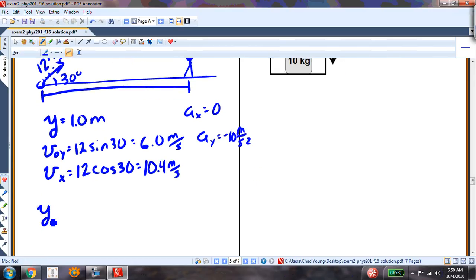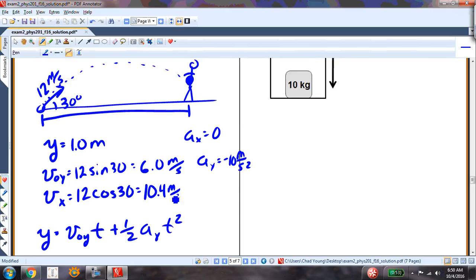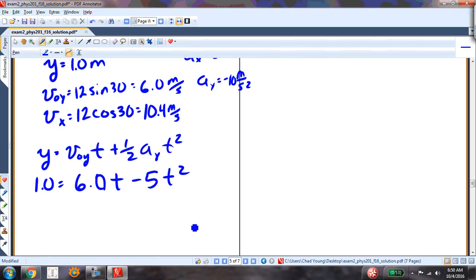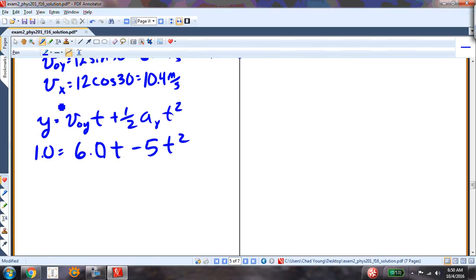So I can solve for y. I say y equals v naught y t plus 1/2 ay t squared. And here I know everything but t. So I'm going to put in my values here. I have 1 equals v naught y, which is 6, t minus 5 t squared, putting in my acceleration. Notice this is a quadratic equation. I have to solve this with the quadratic formula. So I'm going to rewrite it as 5t squared minus 6t plus 1 equals 0.